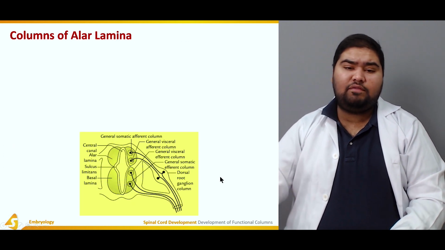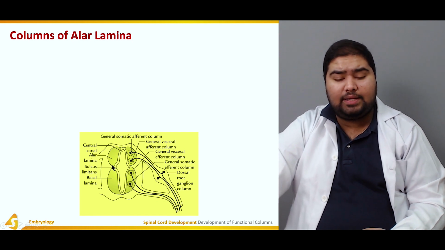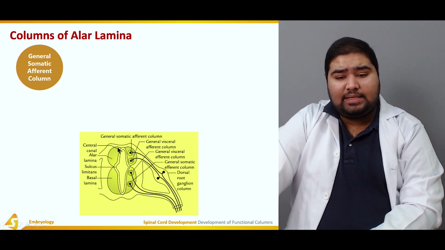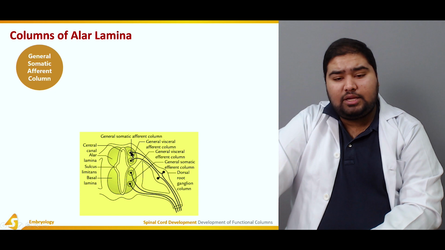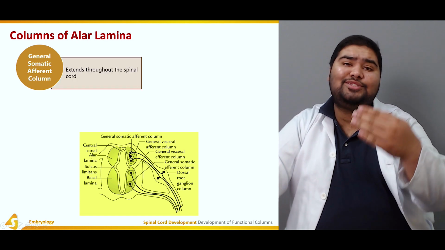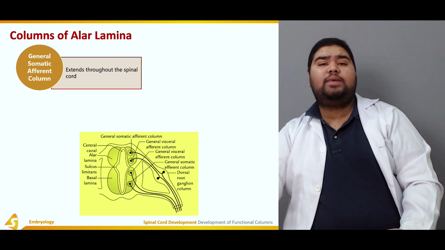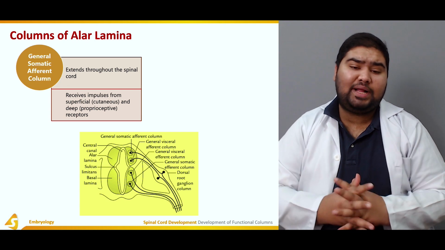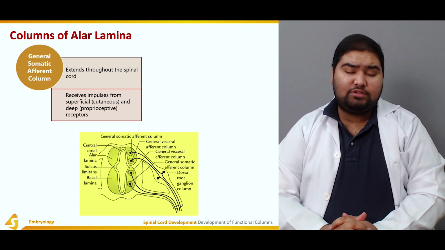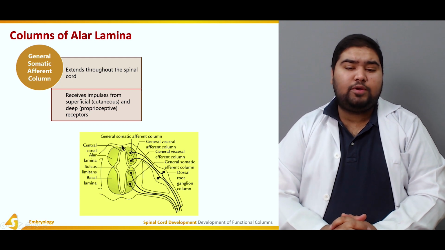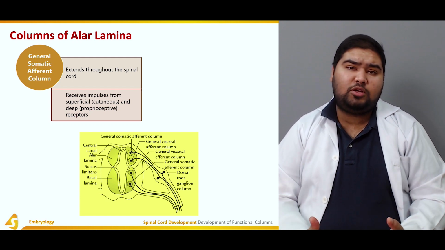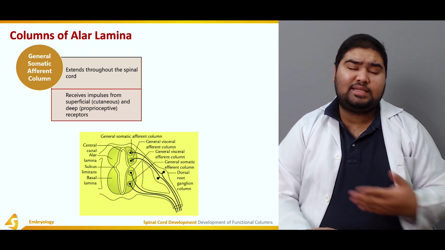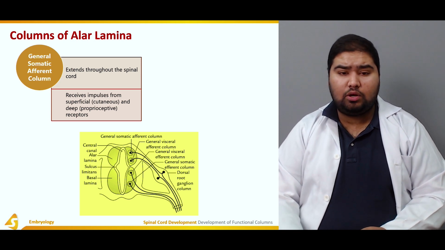So moving on, we have columns of the alar lamina. This is the alar or the dorsal cell lamina. We have the general somatic afferent column. Here you can see this is the general somatic afferent column. It extends throughout the spinal cord. It receives impulses from superficial, that is cutaneous skin, and deep proprioceptive receptors. So it is responsible for superficial and deep proprioception and extends throughout the spinal cord.